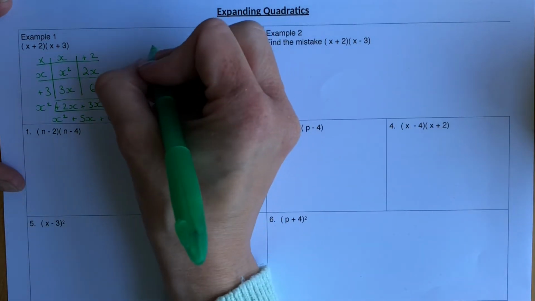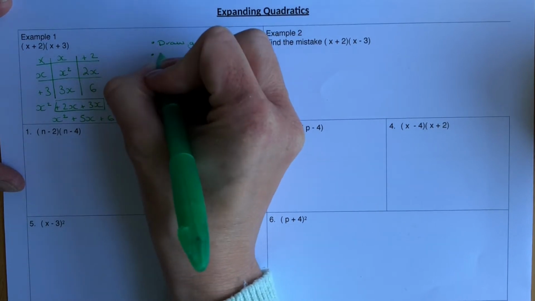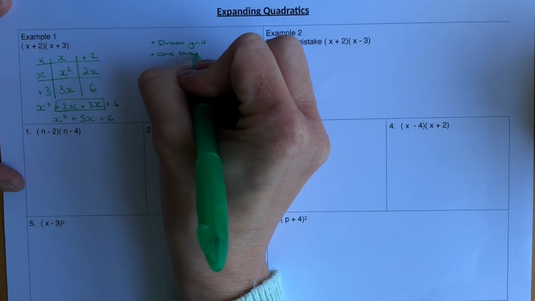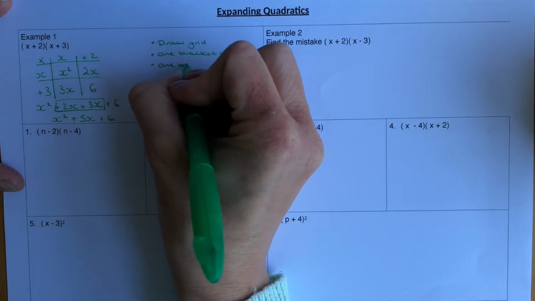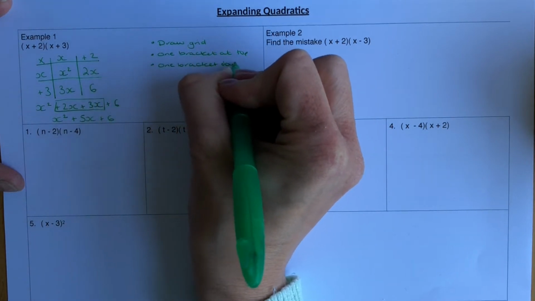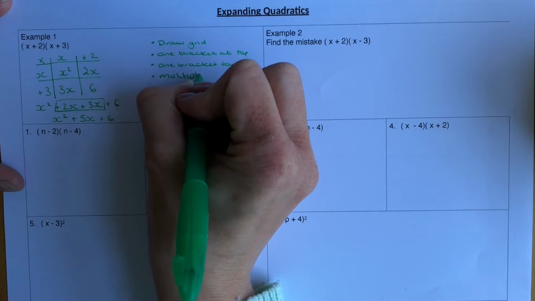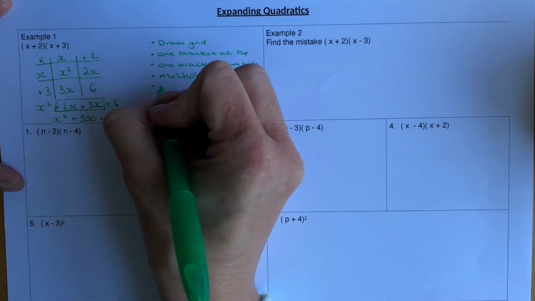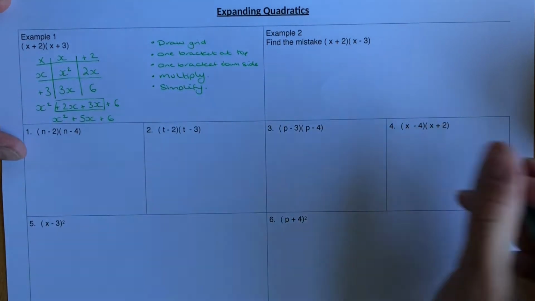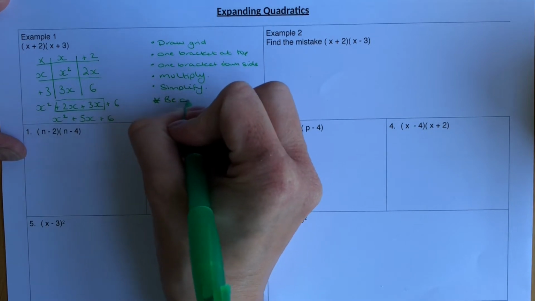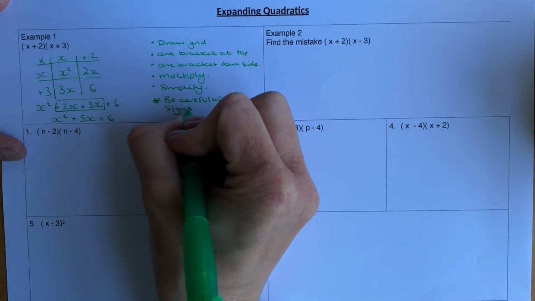So to recap there, we draw a grid, one bracket at the top, one bracket down the side, and then you multiply. Once you've multiplied out, you simplify your x's together. Okay, just be careful of your signs. So when you move on to negatives, be careful with that.